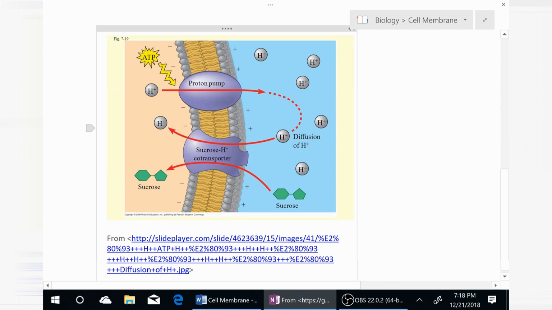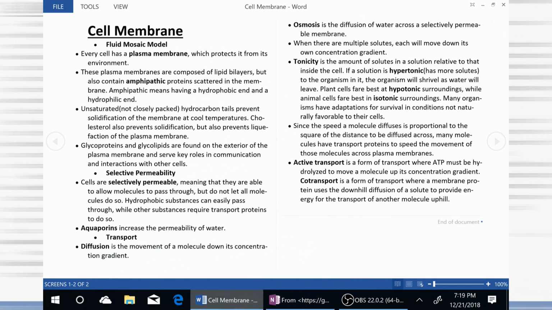That energy is essentially absorbed by the cell, and the cell can then use it to move certain molecules from where there's very little of them to where there's more of them. In this case, where there's more of them would be within the cell. For example, it uses the diffusion of the hydrogen ions to move sucrose into the cell. Since a cell needs lots of sucrose, this whole sucrose hydrogen ion co-transport is necessary.